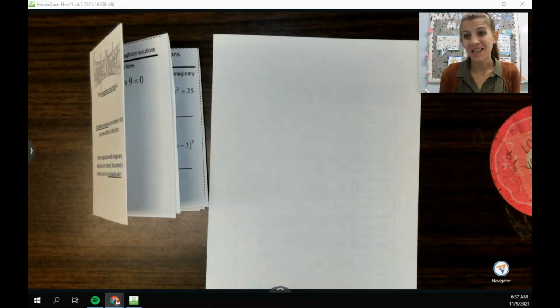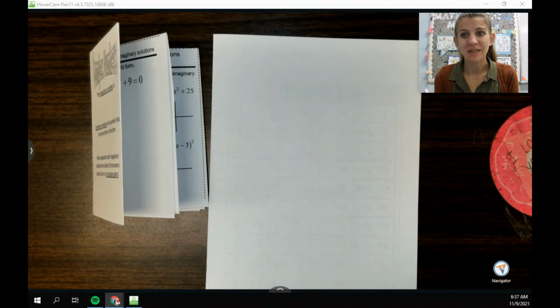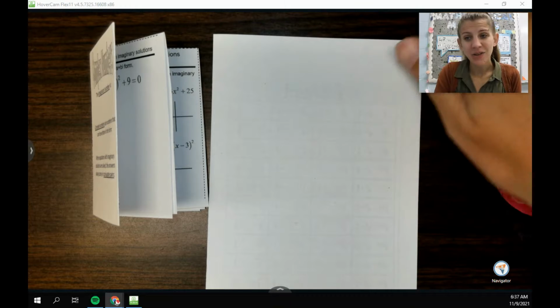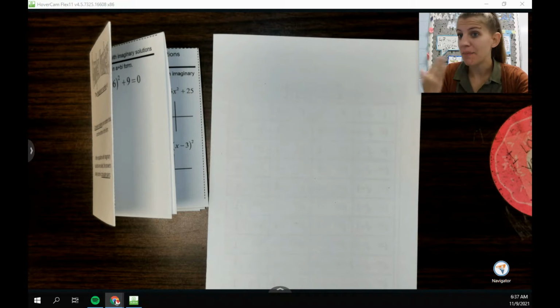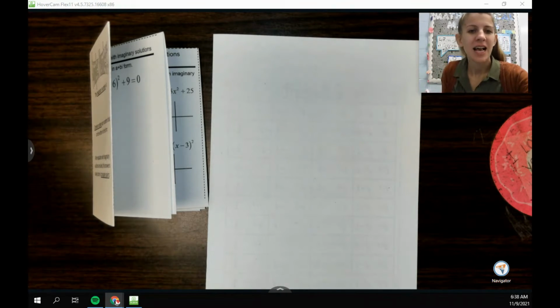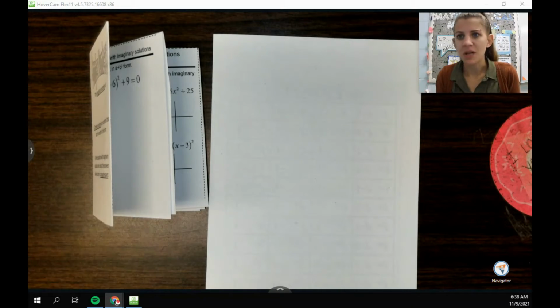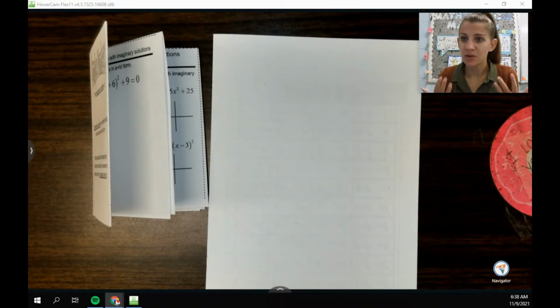All right, guys, we're going to talk about imaginary numbers today. So, kind of the story goes, somebody's just like, what if I square root a negative number? I know we're not allowed to do that, but what if? And so that's kind of where this whole thing about imaginary numbers sort of started.